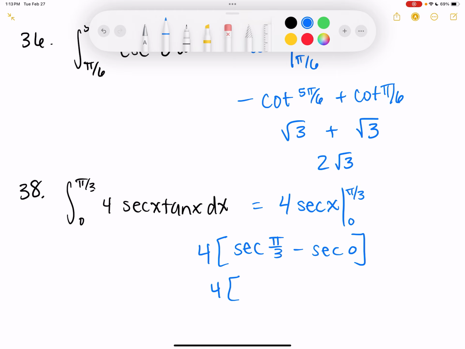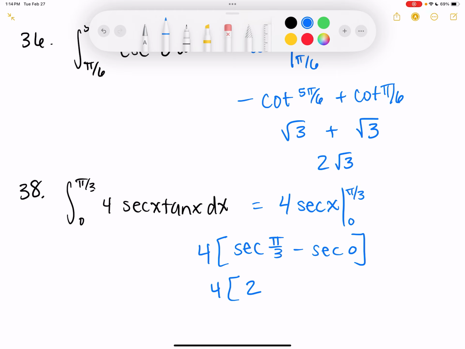Does everyone agree? Wait, hold up. Secant is 1 over cosine. So secant of pi over 3 is 1 over cosine of pi over 3, and cosine of pi over 3 is sine of pi over 6, which is 1 half. So it's 1 over 1 half, which is 2. Rationalizing is not the same thing as that. The flipping thing works with cotangent and tangent, nothing else.